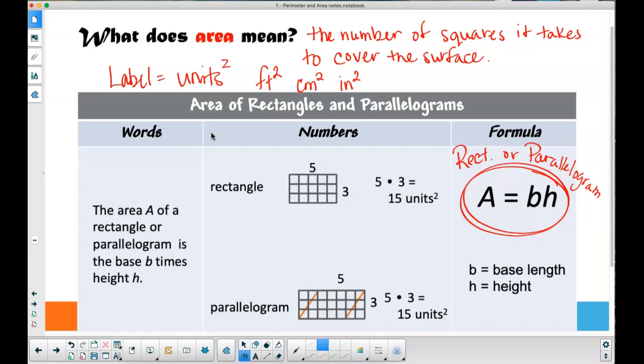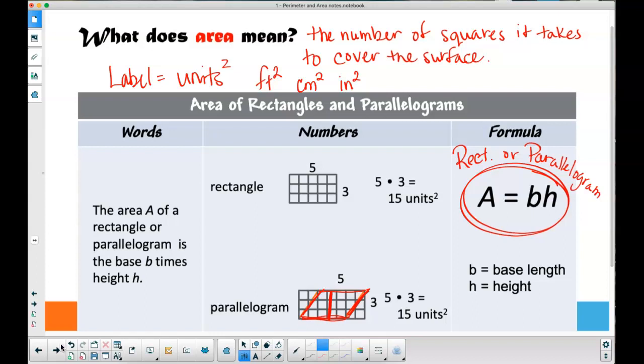If it's a parallelogram, okay, we don't look at the slanted side, we look at the base and the height. In this case, it's still 5 by 3, so it's 15. Okay?